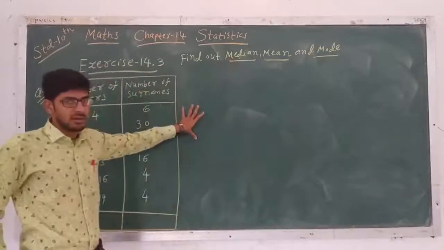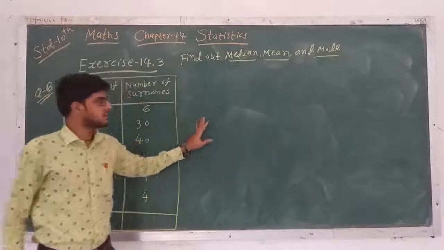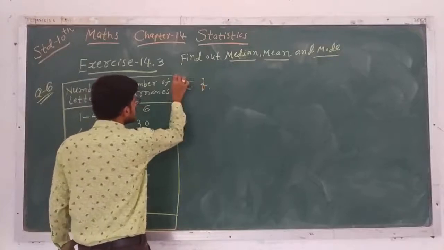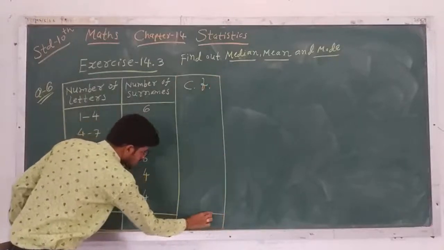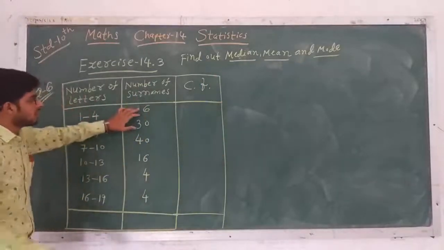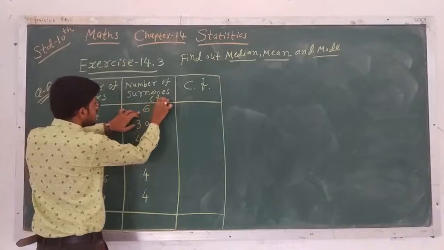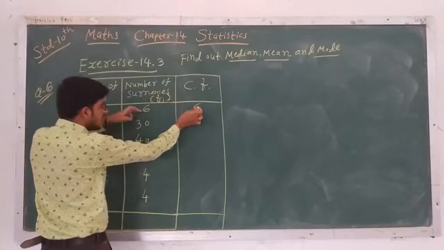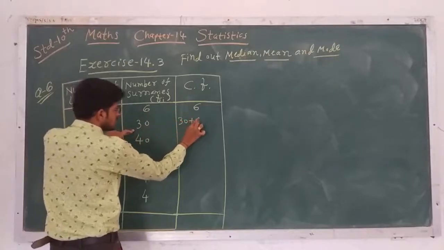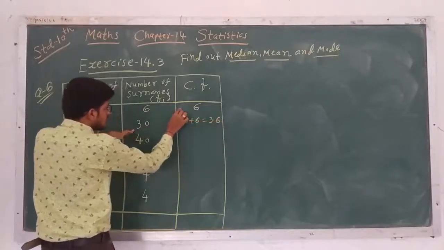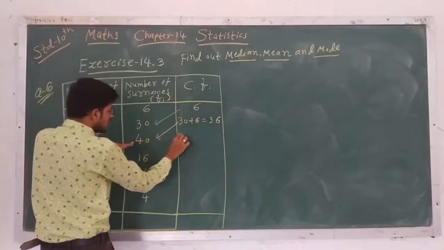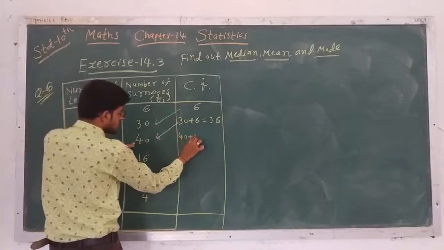So for finding the median, we have to make a third column, which is cumulative frequency, CF. So how to find cumulative frequency? Simply we write down the first frequency as it is, so 6 here as it is. Next we have to add the next frequency to the previous frequency. So 30 plus 6, 36. Next we add 40 plus 36.